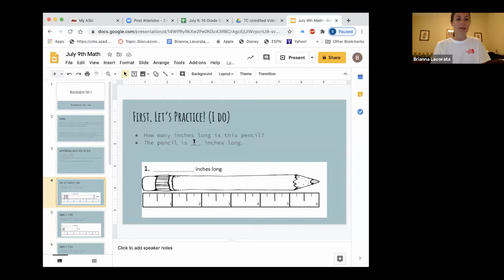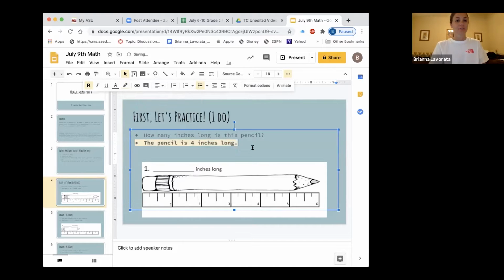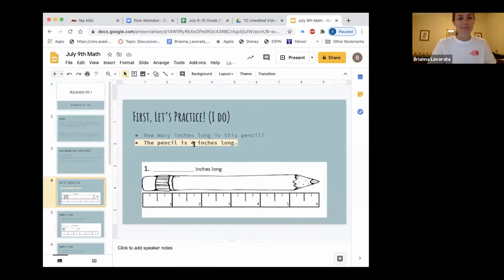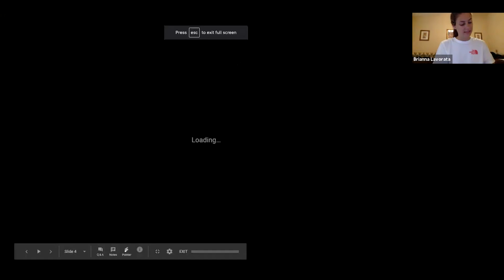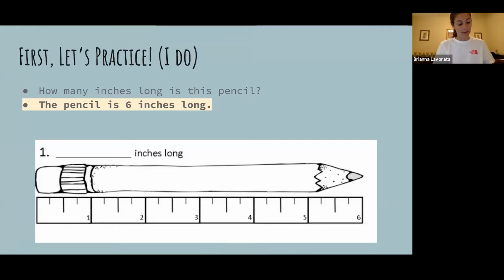Let's go ahead and copy what I have right here on the screen. So I will bold what you have to write on your paper, okay? The pencil is 4 inches long. Go ahead and write that on your paper. Oh, I'm so sorry. It's 6 inches long. Brain fart. The pencil is 6 inches long, okay? So let's go ahead and review.